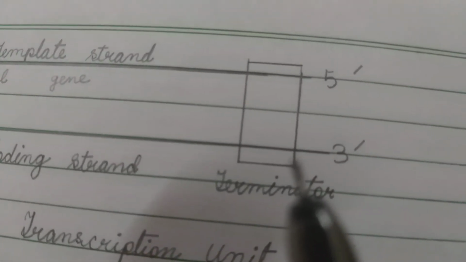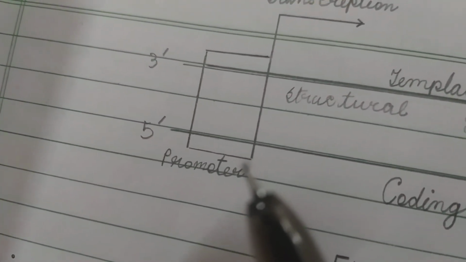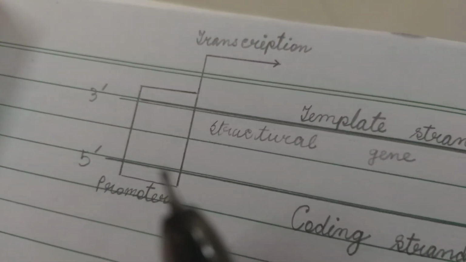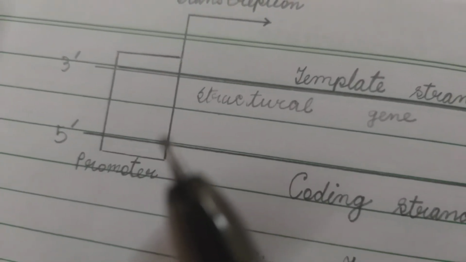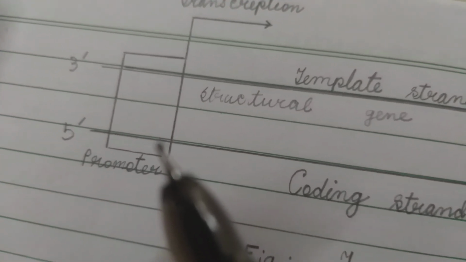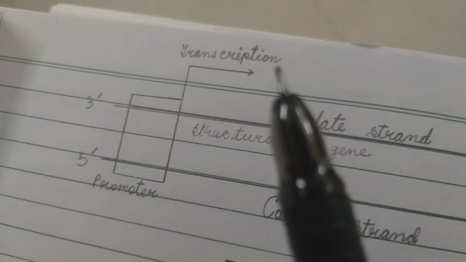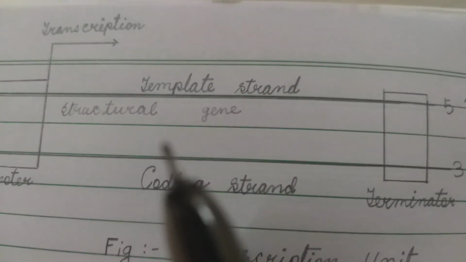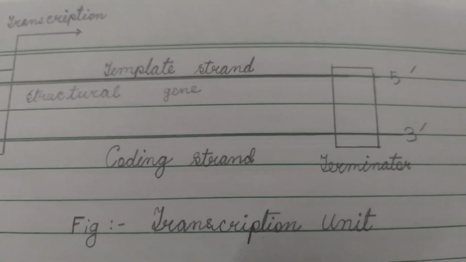So the terminator is the gene that signals the end of the process, and the promoter is the gene that signals initiation of the process. The promoter is the gene to which the enzyme RNA polymerase binds so that it can initiate and start the process of transcription. And the structural gene is the segment which is transcribed into messenger RNA. So this is the transcription unit.